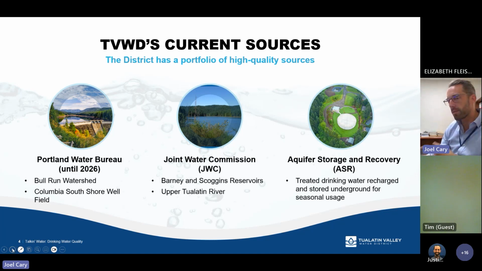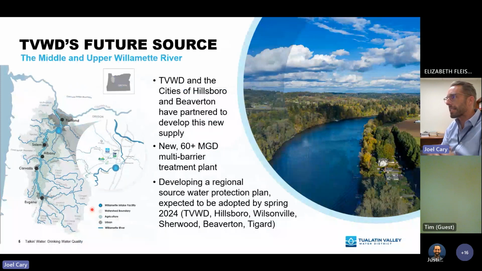That gives you an idea, and this will help orient you towards what we talk about in our water quality report. So as the last slide noted, Portland is our main supply until 2026. Some of you may have heard this, some of you may have not. So just as a refresher here, TVWD's future main source will be the middle and upper Willamette River. So that will be replacing our Portland supply.